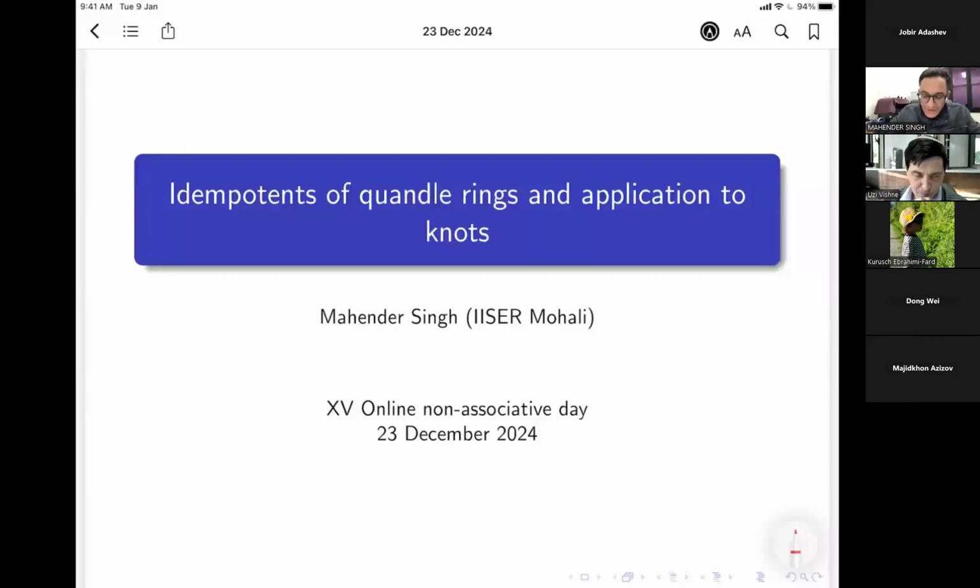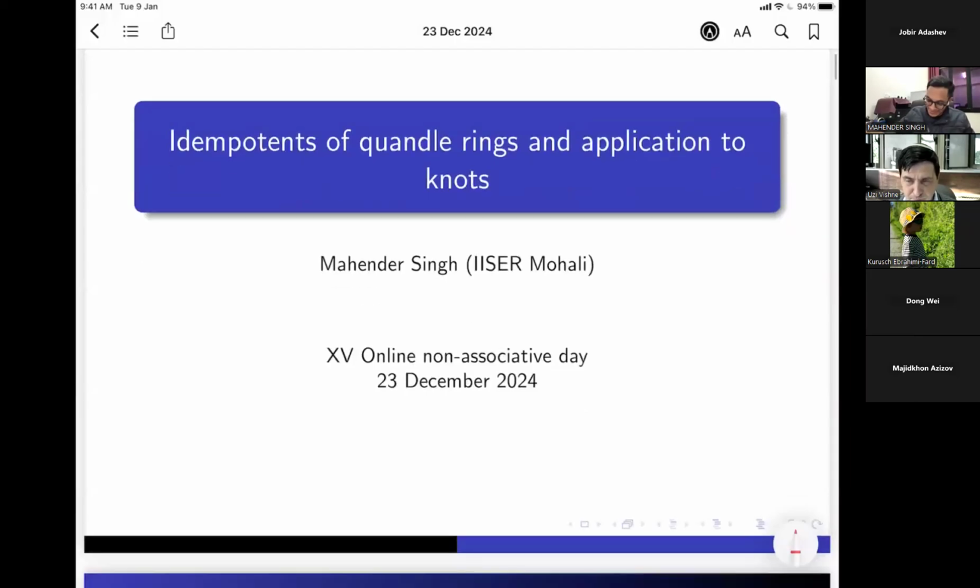Let me thank the organizers for giving me this opportunity to talk about some work that we did recently. So the title of my talk is Idempotents of Quandle rings and application to knots. So let us begin. So quandles are actually non-associative objects. I hope this fits into the theme of the program.